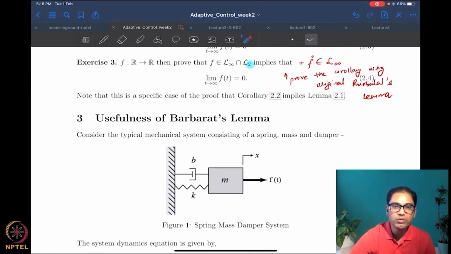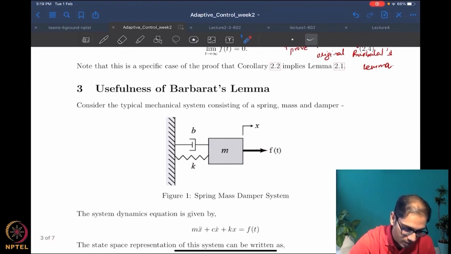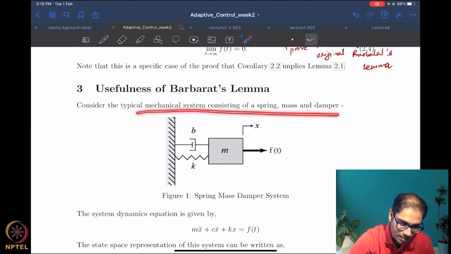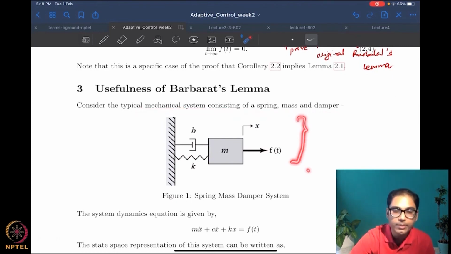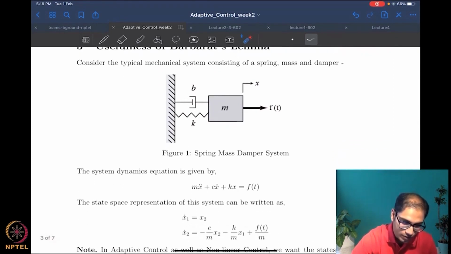I want to give you a glimpse of convergence analysis using this very cool tool that we are claiming can do so much. You want to see if it can in fact do what we are saying, and it will help us analyze convergence of adaptive systems. Suppose we consider this typical spring mass damper type system. You have all seen something like this before in mechanics and dynamics, in high school and so on. The dynamics of this system is given by this equation.